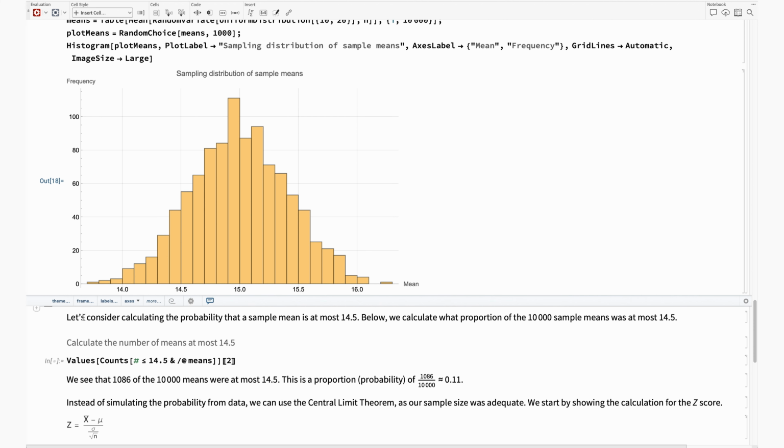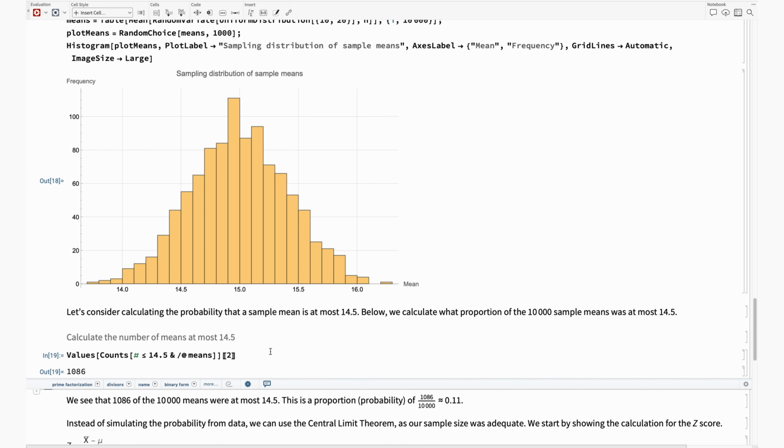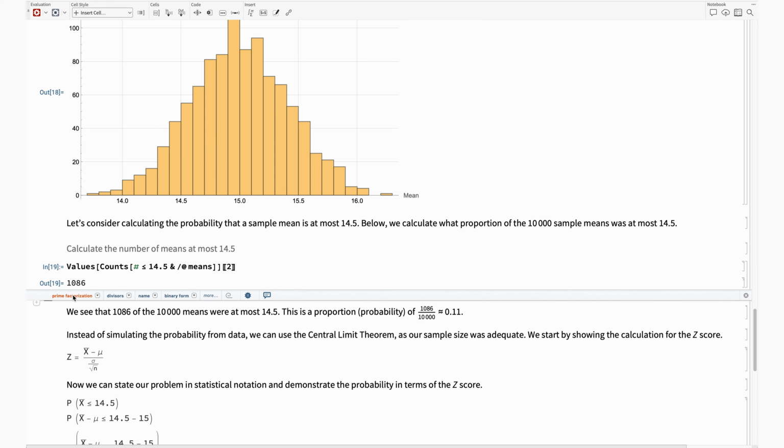And again, I can just look at something. Let's say I want to consider calculating the probability that a sample mean is at most 14.5. So in my simulation here, I can just say what proportion of these 10,000 means were at most 14.5. And I can use software here to do that. I just want to convince you of the fact, look at that. 1,086 of these 10,000 means were at most 14.5. And so that's 1,086 divided by 10,000. Again, that is approximately 0.11. So about 11% of them.